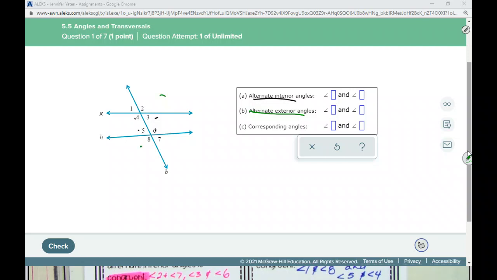8. Good. All right. How about corresponding angles? If I give you 1, what goes with 1? Corresponding means the same place in regard to the line and its transversal. 1, so it is above and left, right? Above and left. 1 and 5.